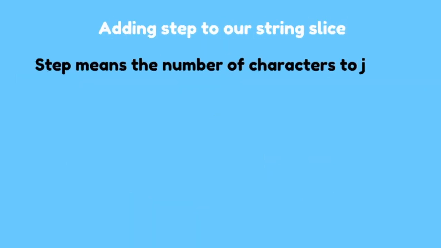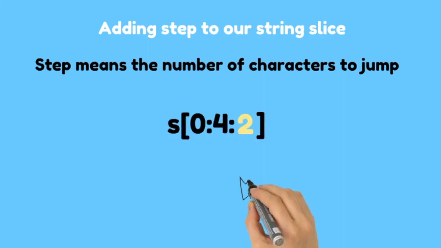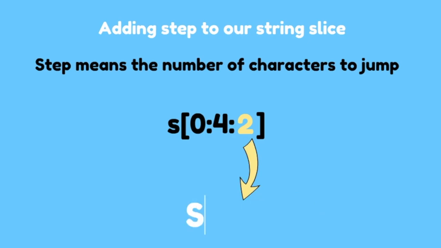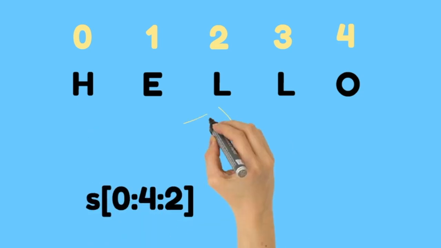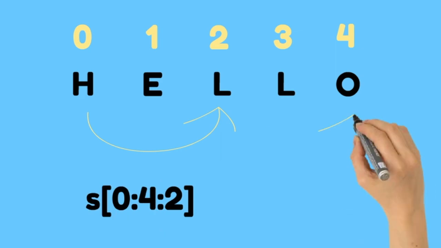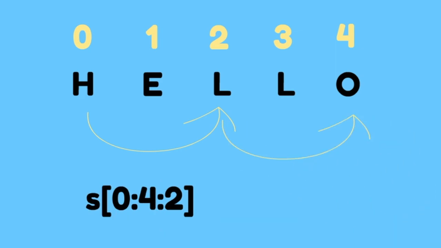Let's talk about adding steps. Steps mean the number of characters to jump. They are mentioned in the slice expression after the end index. For the hello string, let's say we want all characters from 0 to 4 index with step 2. Then Python grabs all the characters within the index that are 2 steps away.